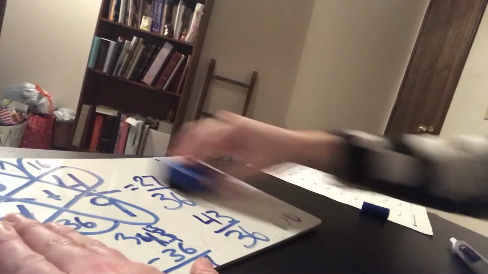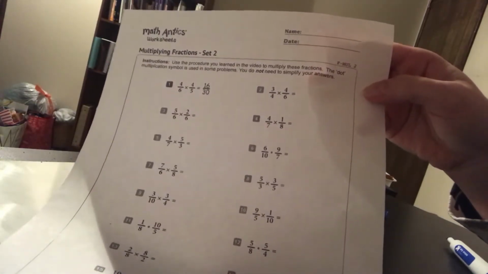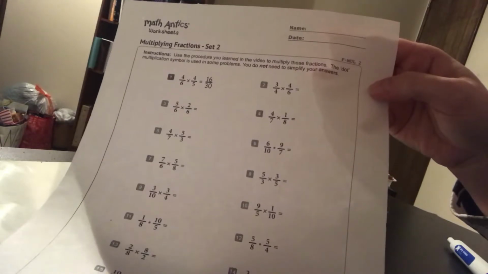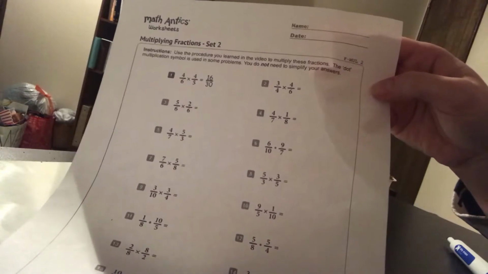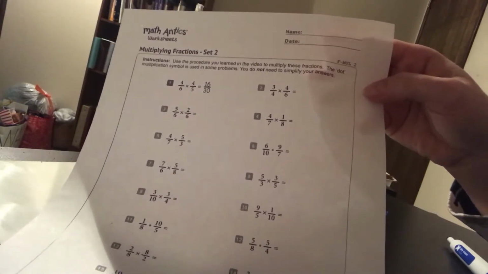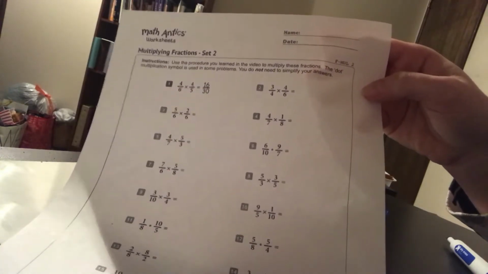Okay. So the last couple of days we have been working on multiplying fractions. This is actually way simpler than adding and subtracting fractions. So on the page it looks like this. It has Math Antics, multiplying fractions, set 2 at the top. It gives you an example of number 1, 4/6 times 4/5 equals 16/30. So I'm going to work through problems 2 and 3 because I'm going to show you 2 different strategies. Number 2 is where we're going to start.